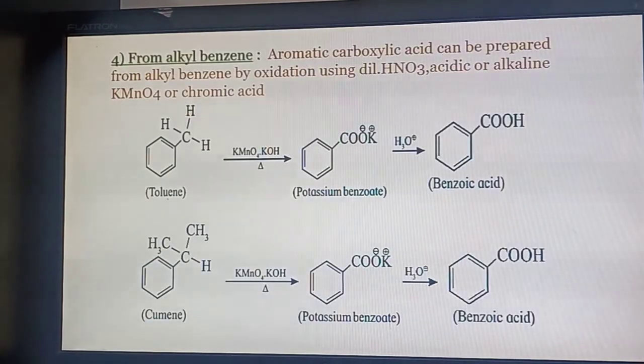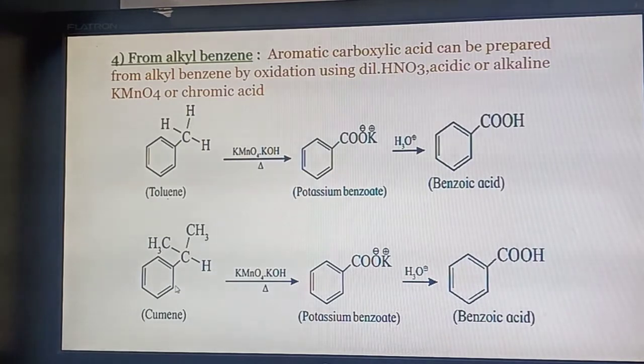Next is from alkyl benzene. So aromatic carboxylic acid can be prepared from alkyl benzene by oxidation using dilute HNO3, acidic or alkaline KMnO4 or even chromic acid. This is toluene. When toluene is heated with KMnO4 in presence of KOH, that is alkaline KMnO4, it gives potassium salt of benzoic acid. So potassium benzoate, and this potassium benzoate on acid hydrolysis gives benzoic acid.